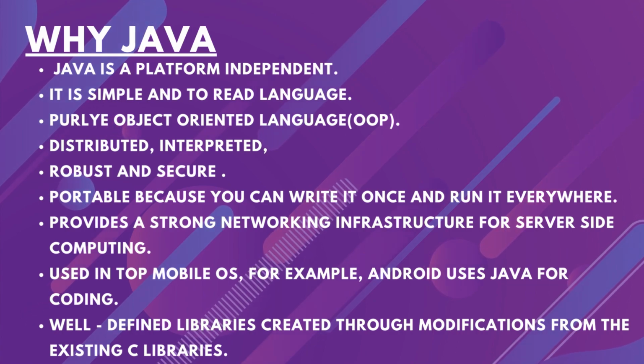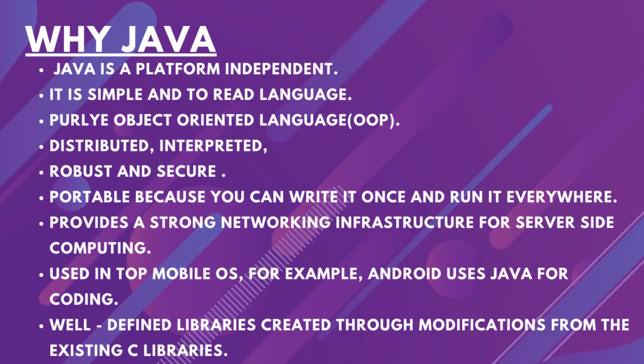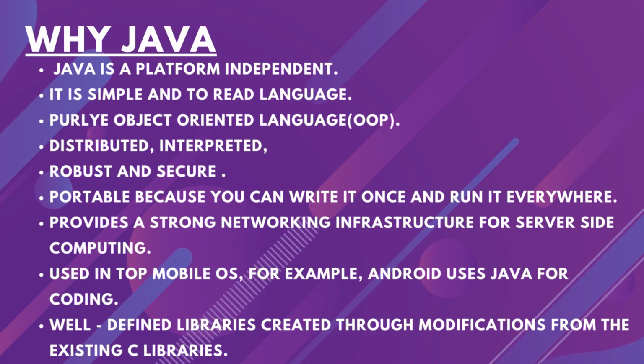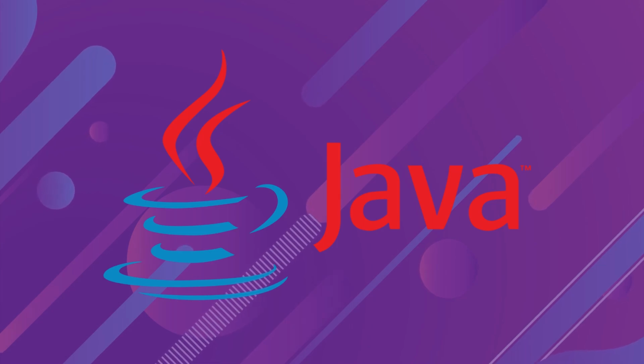Java is used in top mobiles. For example, Android uses Java for coding. Java has a very wide range of libraries created through modifications of the existing C library header files that we use to implement the iterations of different implementations. So this is how and why we are learning Java as a programming language.